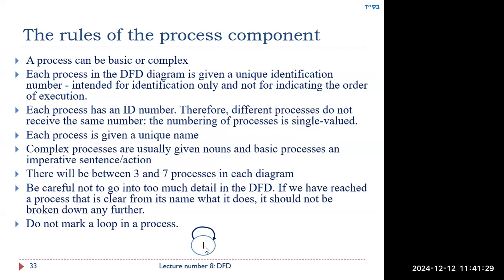Because if a DFD is complex, inside of process 1 you'll show that 1.3 sends data to 1.4. But you don't show that 1 sends data to itself. It's irrelevant. When I'm looking at 1, I don't care what the internal procedures are.